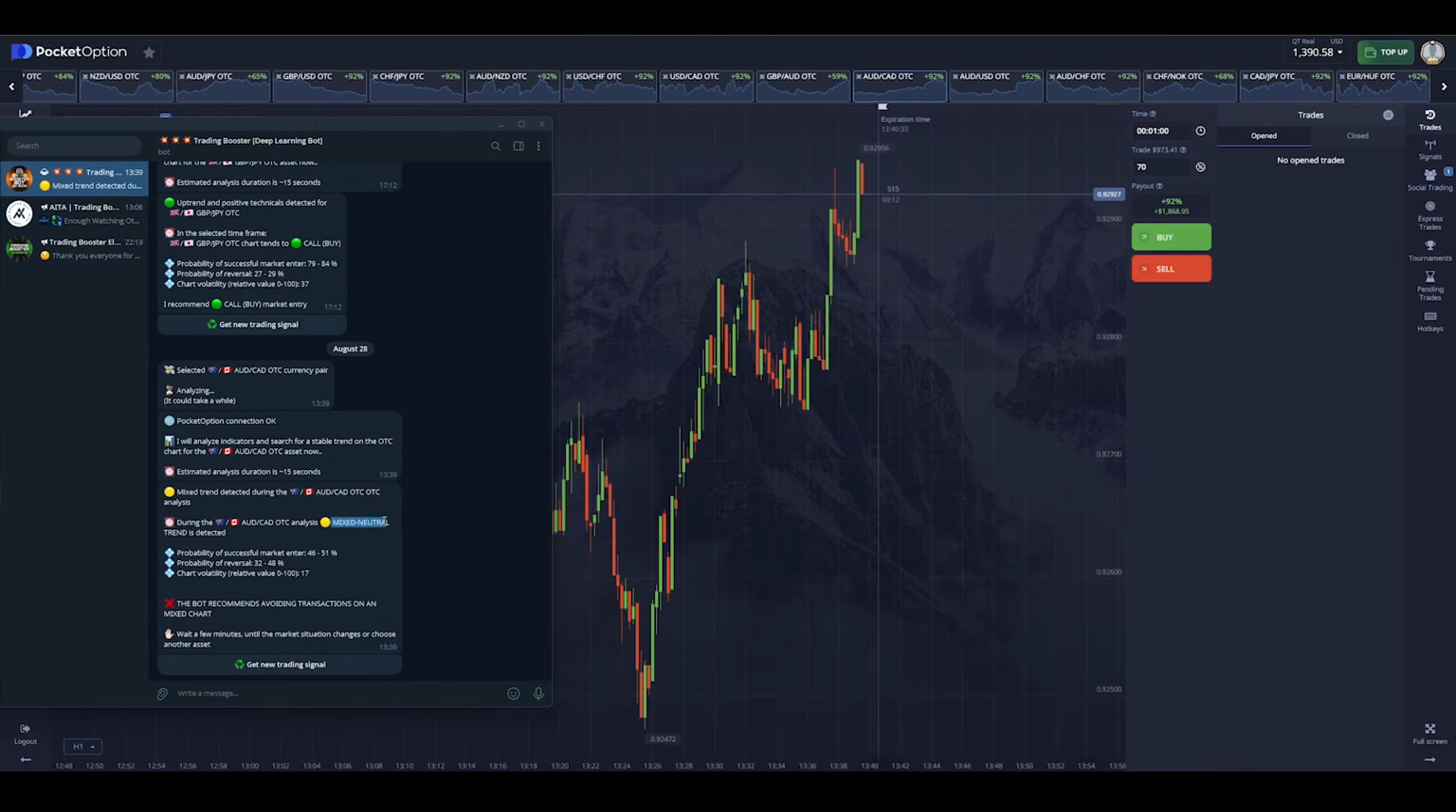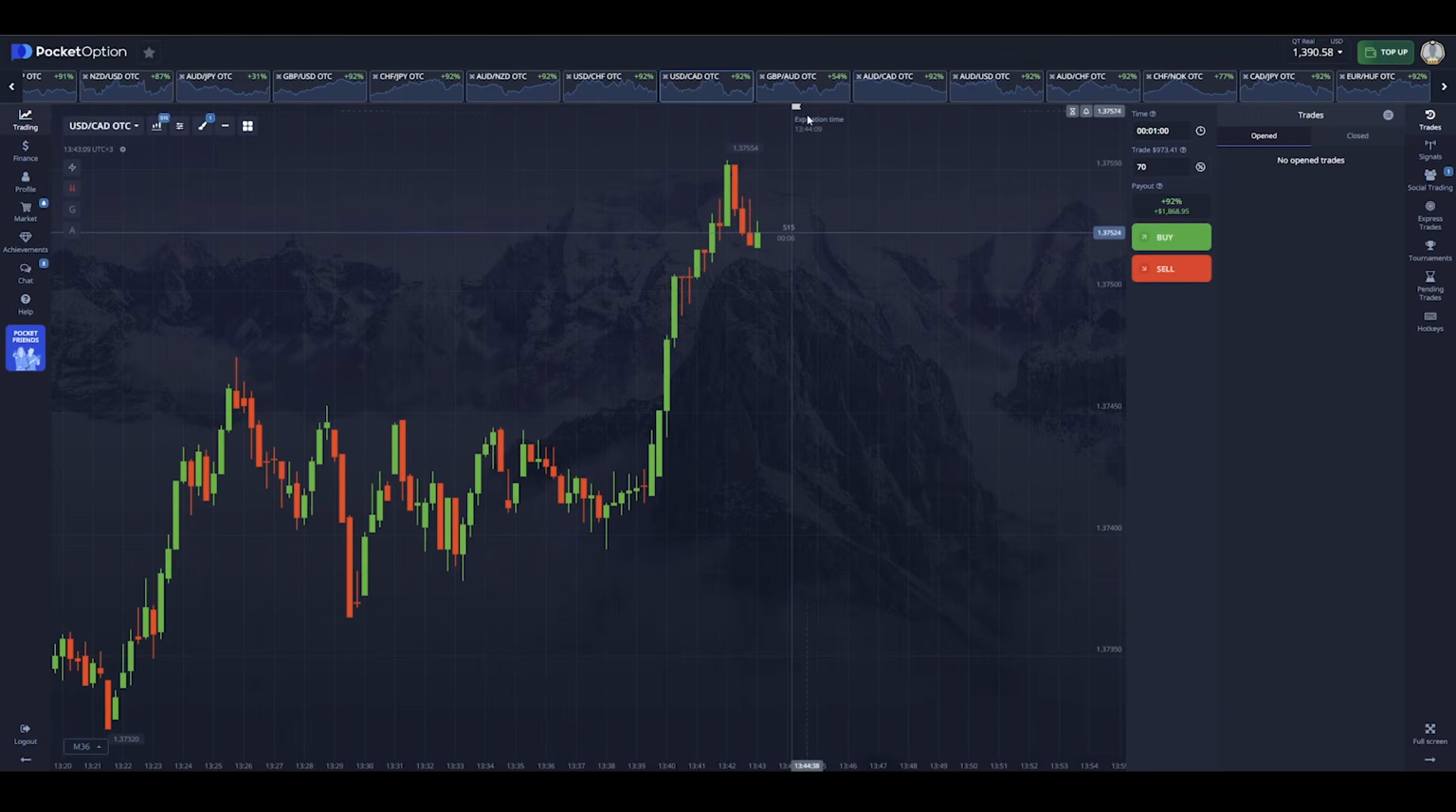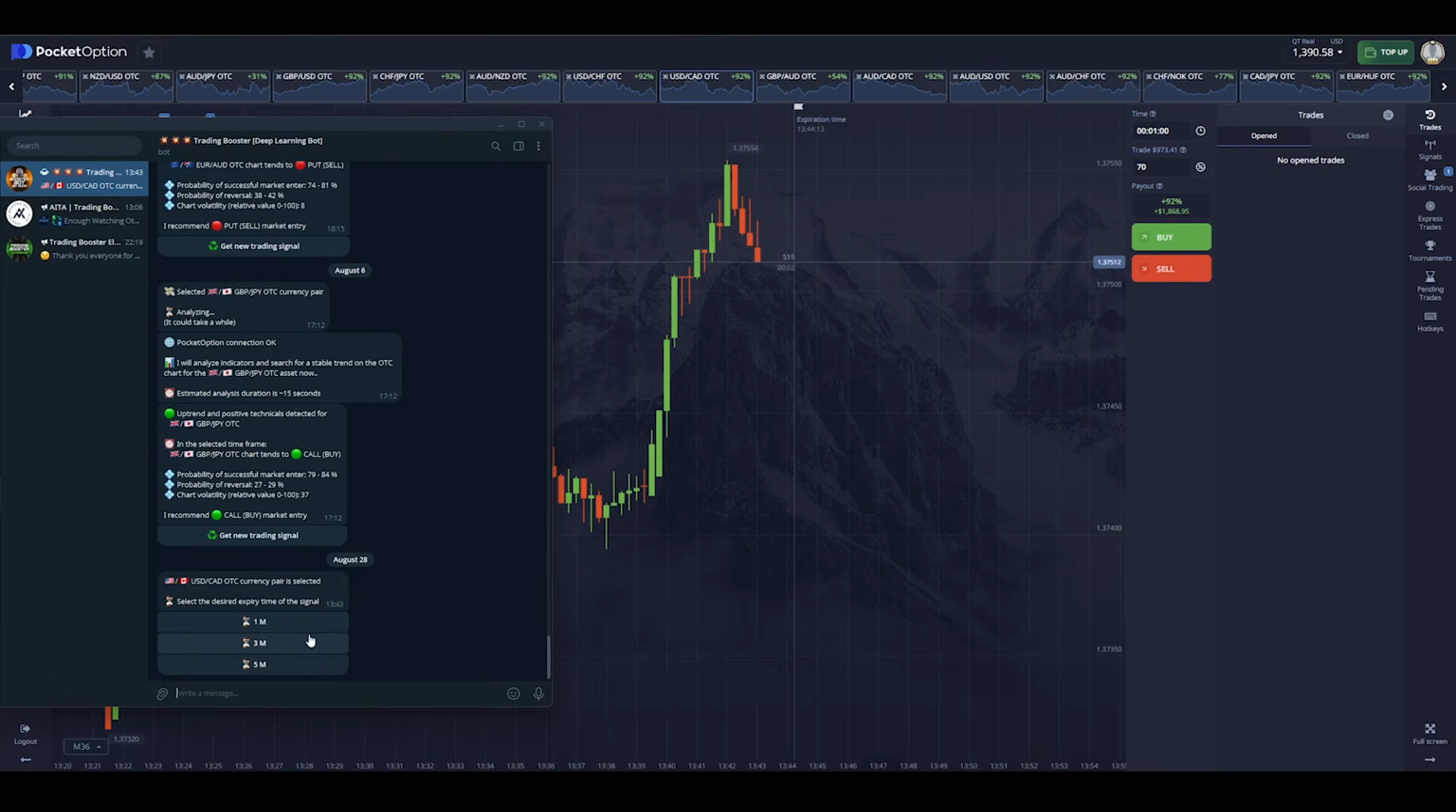By the way, the bot doesn't even recommend opening a trade right now, since our probability of a successful entry is between 40 and 51%, so it's better to skip this trade as well, and the bot will warn you about this. But the US dollar to Canadian dollar, the neighboring currency pair, looks pretty good. So what do I do? We get a signal for this currency pair.